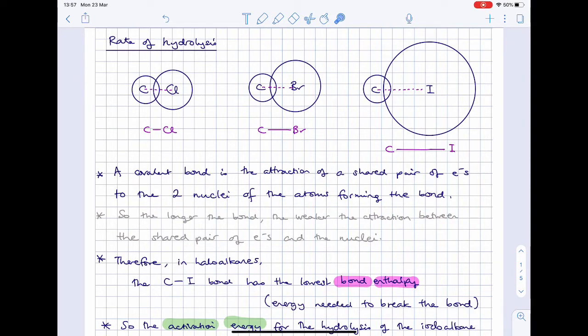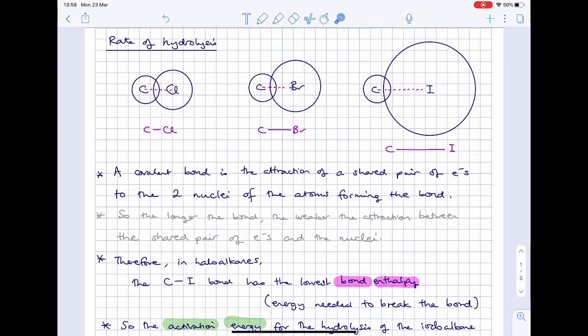So as you can see, since the atomic radius of the different halogens are different, chlorine has the smallest atomic radius out of these three halogens. The distance between the nuclei of the carbon and chlorine and the shared pair of electrons is smaller for the chlorine. The shared pair of electrons is the covalent bond, because a covalent bond is the attraction of the shared pair of electrons to the two nuclei of the atoms forming a bond. So the pair of electrons are attracting the nuclei of these two atoms together, because the electrons are negative and the nuclei are positive.